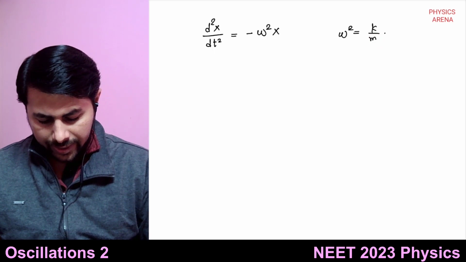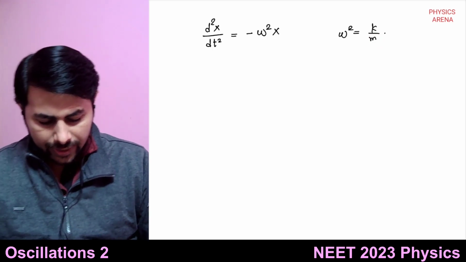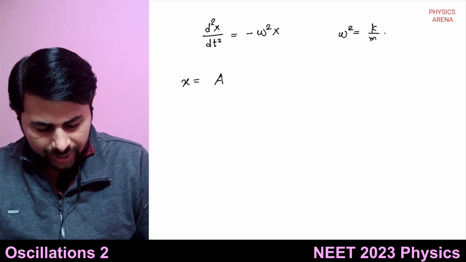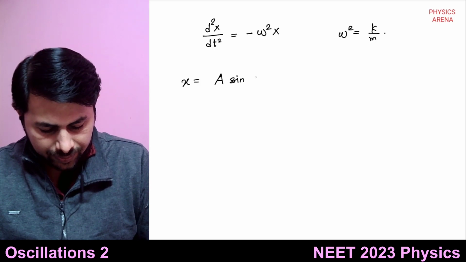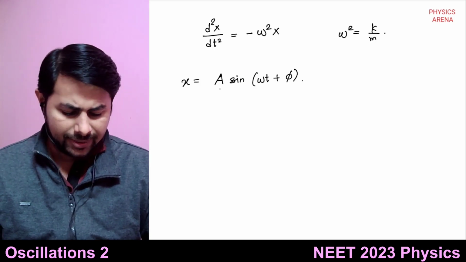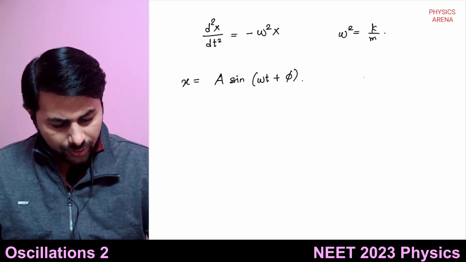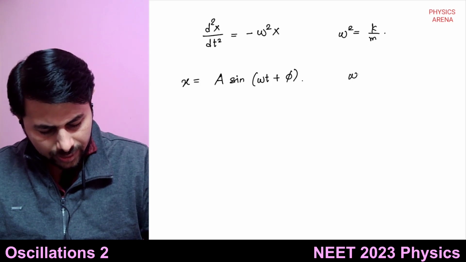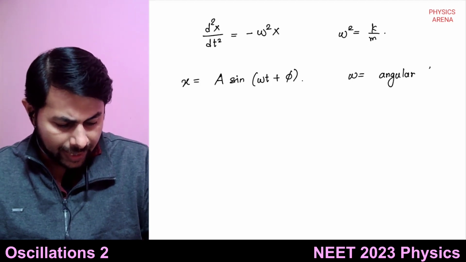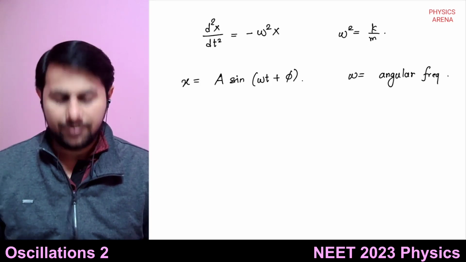Then we solved this equation and we found out that x is given by a sine of omega t plus phi. Omega is called the angular frequency. It is known as the angular frequency of linear SHM.